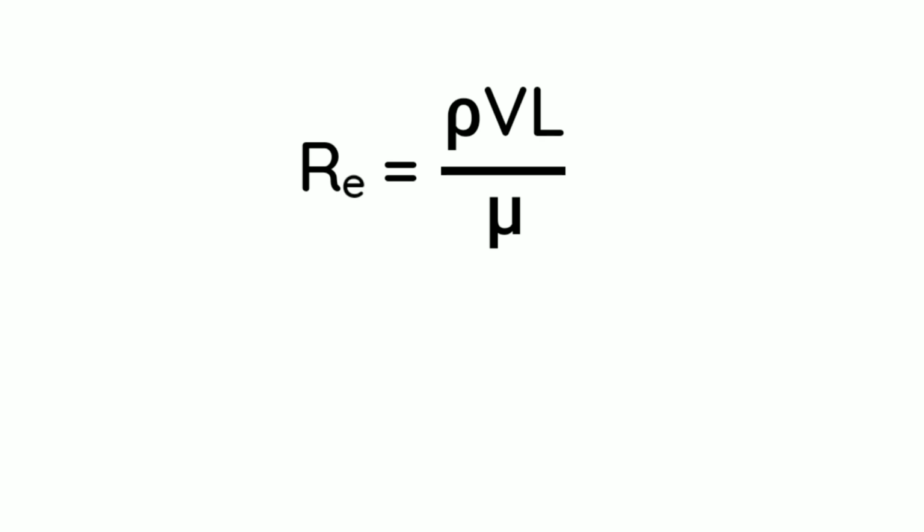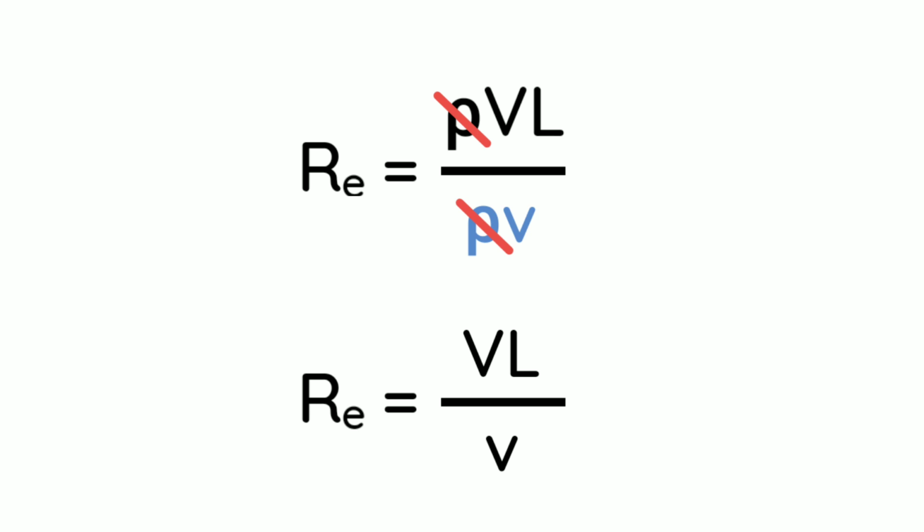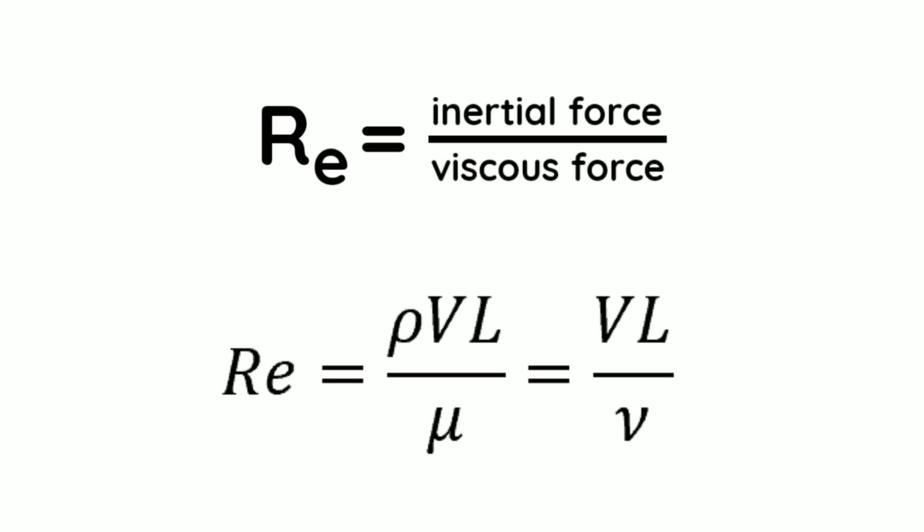Another way to express this formula is by noting that dynamic viscosity mu is equal to density rho times kinematic viscosity v. Simplifying further, we cancel out the rho and are left with capital V times L divided by the small letter v. And that's it. That is Reynolds number.